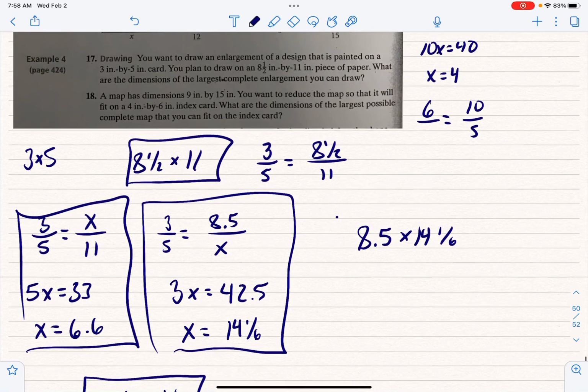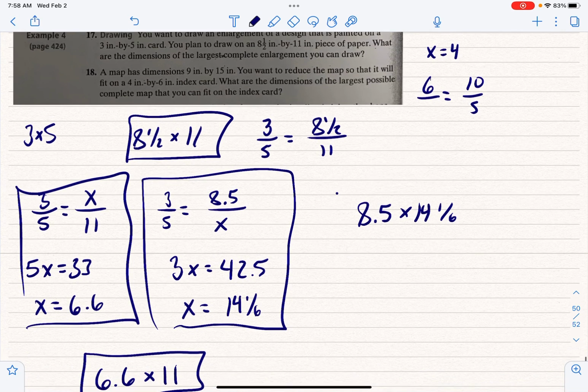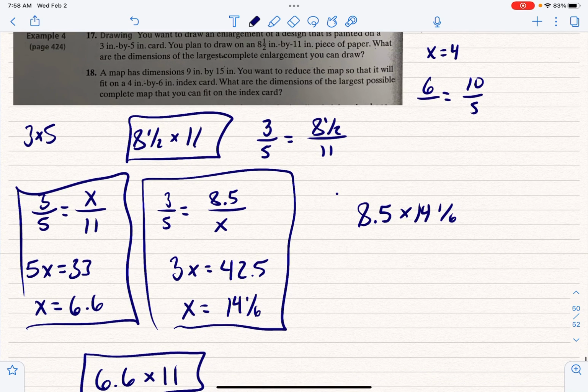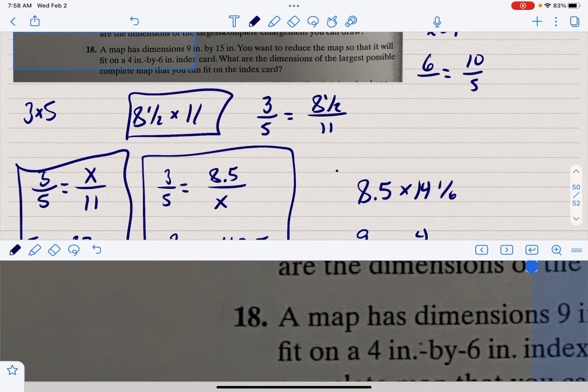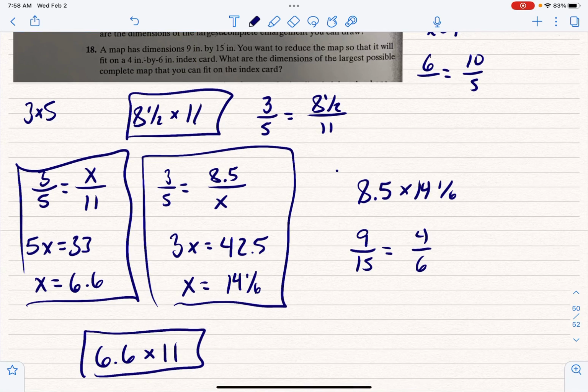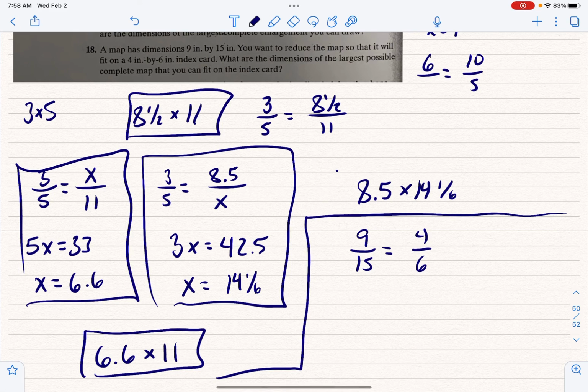And lastly, number 18. A map has dimensions of 9 by 15. You want to reduce it so it'll fit on a 4 by 6 index card. So we have 9 by 15, and we're trying to reduce it to 4 by 6. First thing, we always check to see, does it work as it is? Well, 9 times 6 is 54. 15 times 4 is 60. It does not work.